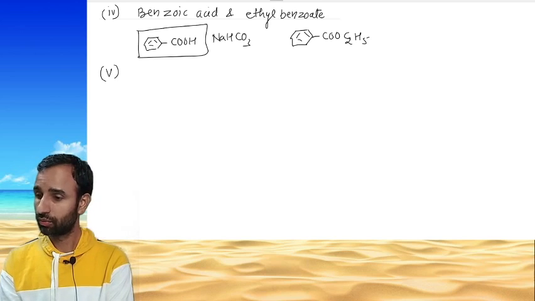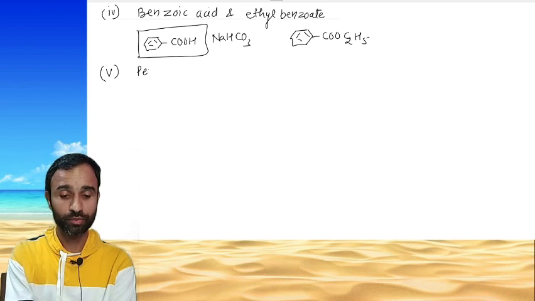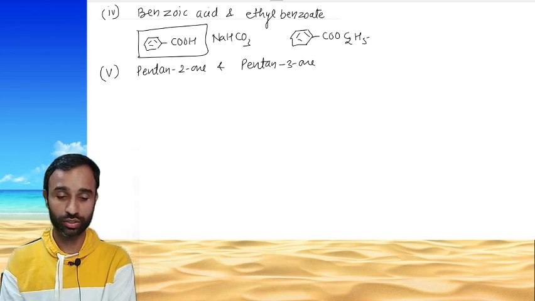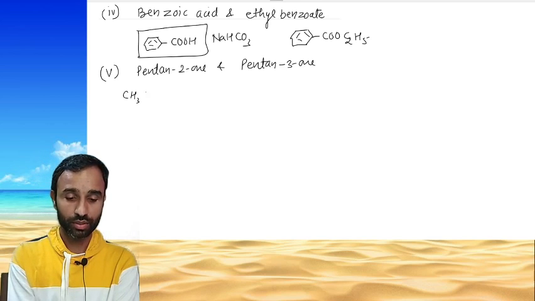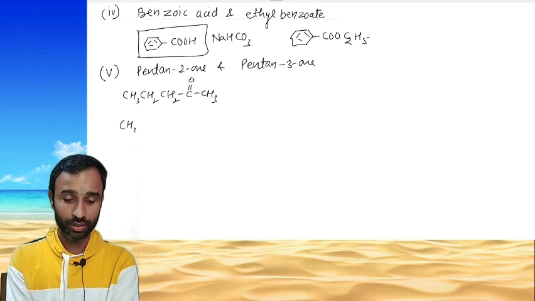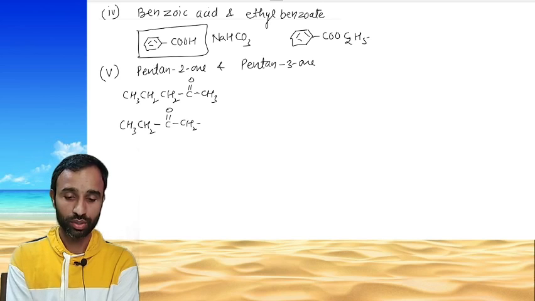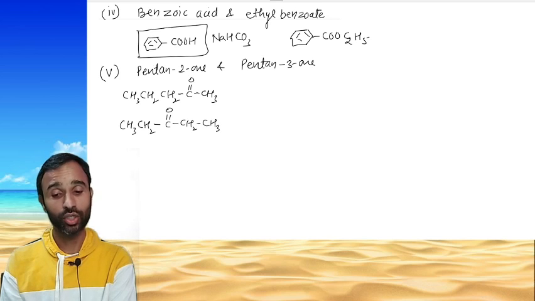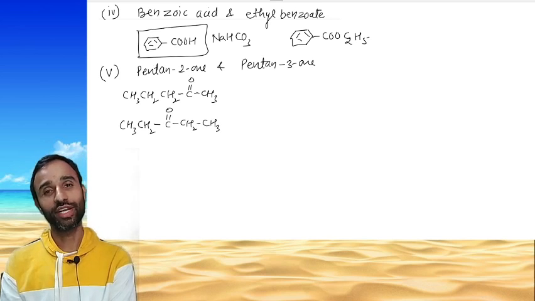Now the fifth one was pentan-2-one and pentan-3-one. First of all, just draw the structure. CH3, CH2, CH2, C double bond O, CH3. That is pentan-2-one. CH3, CH2, C double bond O, CH2, CH3. Pentan-3-one. You will get an idea.